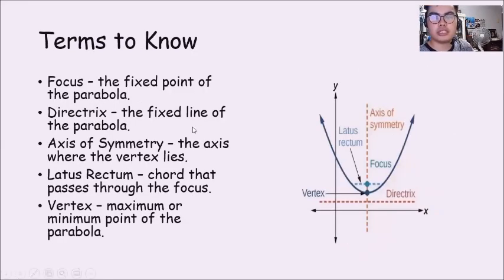Okay, so we're now going to discuss the terms to know, also known as the parts of the parabola. When we say focus, it is the fixed point of the parabola. So this is the focus. When we say the latus rectum, it is a chord that passes through the focus. So when we say the vertex, it is either the maximum or the minimum point of the parabola. When we say the directrix, it is the fixed line of the parabola. When we say the axis of symmetry, it is the axis where the vertex lies, as well as the focus.